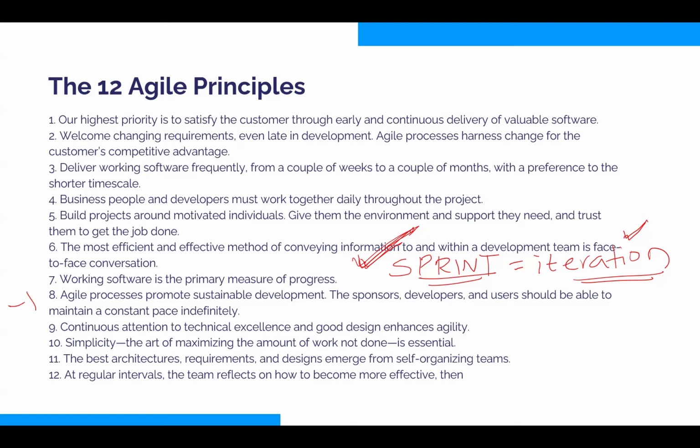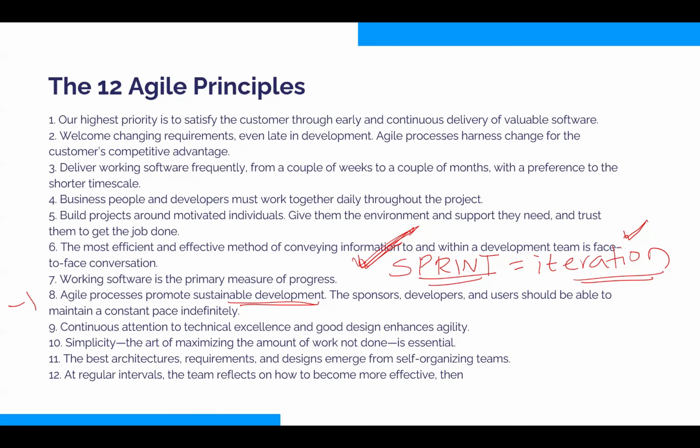Come to 8. Agile processes promote sustainable development. You know, what does this mean? This means every sprint or iteration, the team should be delivering an equivalent amount of work. In other words, in Agile, what we prefer is consistency. In one sprint or iteration, the team delivered lots of work. In the next one, they're barely able to deliver. In the subsequent one, they deliver well. No, that's not a good team.